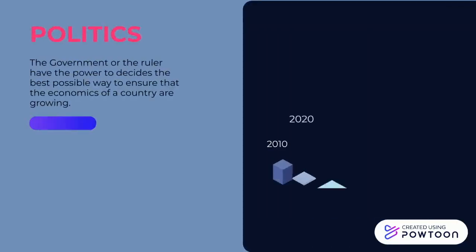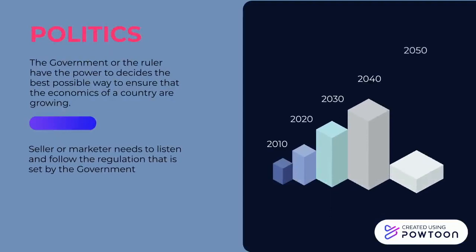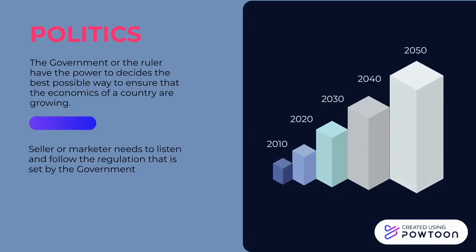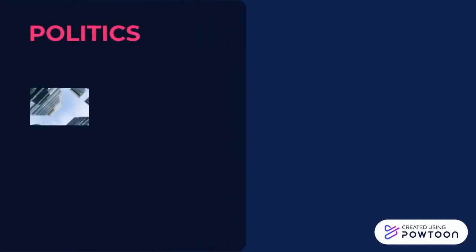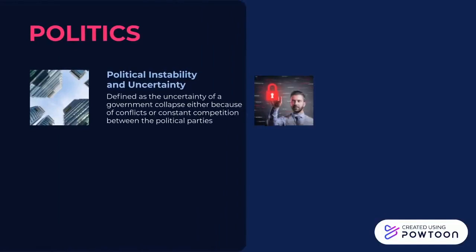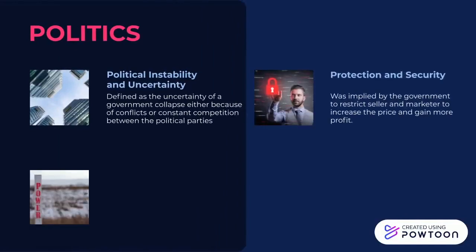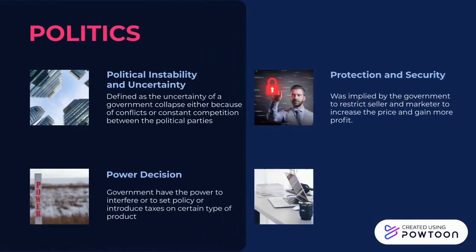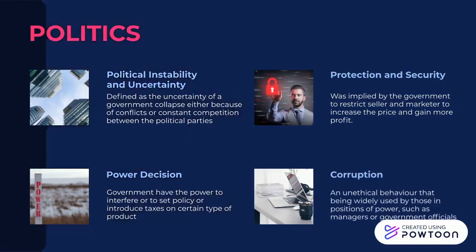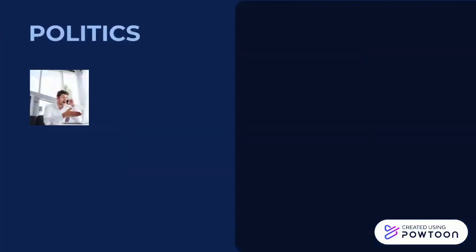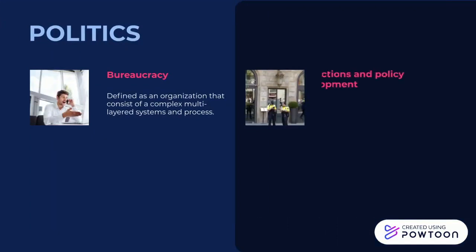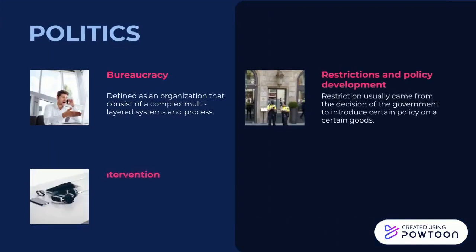In politics, the government has the power to decide the best possible way to ensure that the economy of a country is going well. Sellers need to listen and follow the regulations set by the government. To further the explanation, in politics we have political instability and uncertainty, protection and security, power decision, corruption, as well as bureaucracy, restrictions and policy development, intervention, and trade control.